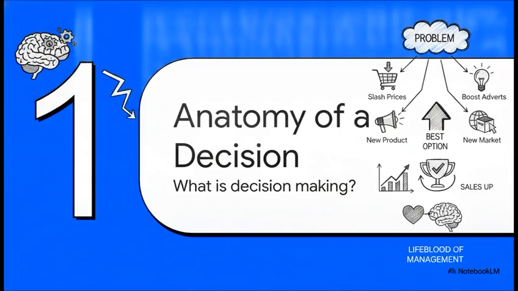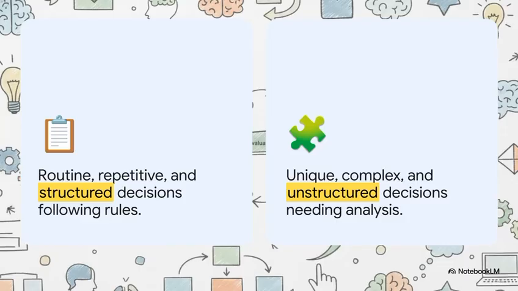Section 1, Anatomy of a Decision. What actually is decision-making? Well, at its core, it's just about choosing the absolute best option from a bunch of alternatives to solve a specific problem, like, say, figuring out how to save a company from declining sales. But hey, not all decisions are created equal, right? Organizations typically face 2 main flavors of choices here.